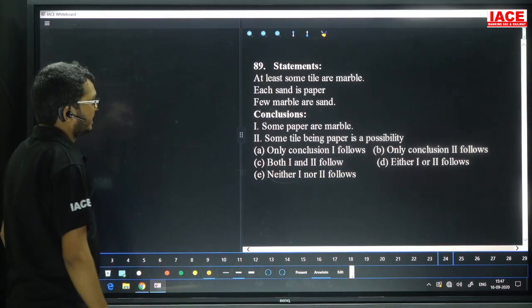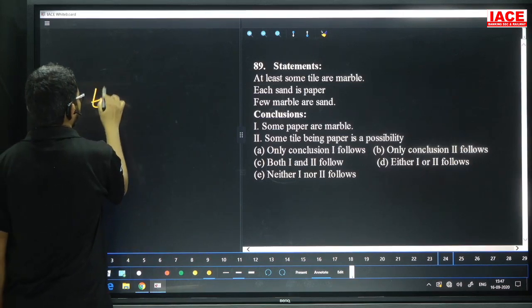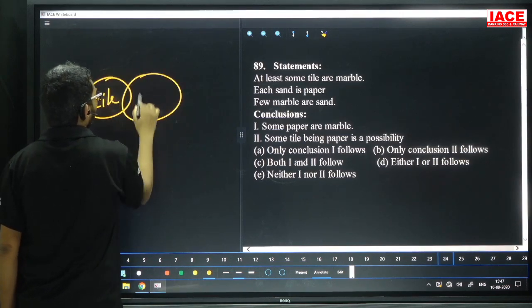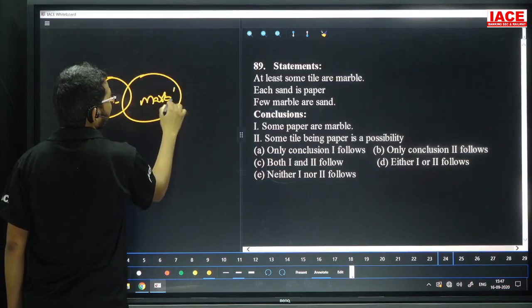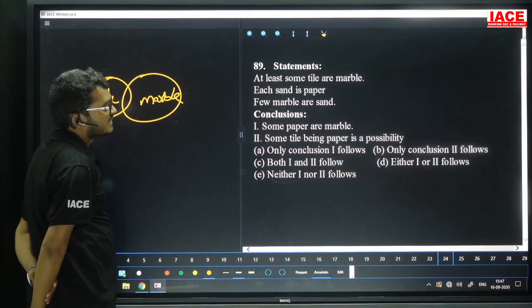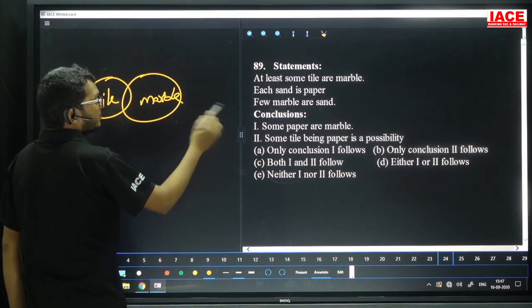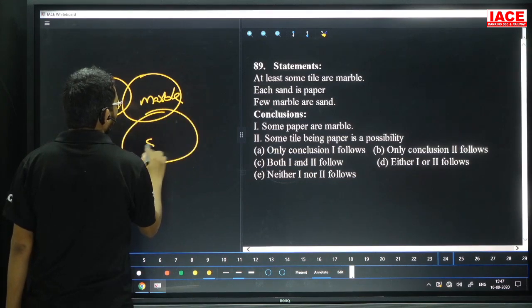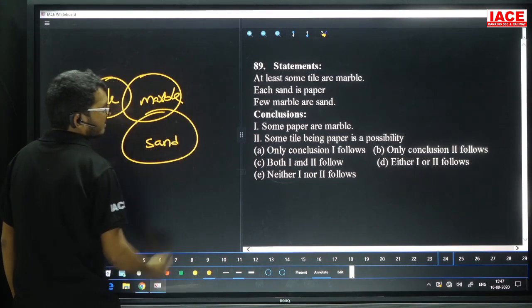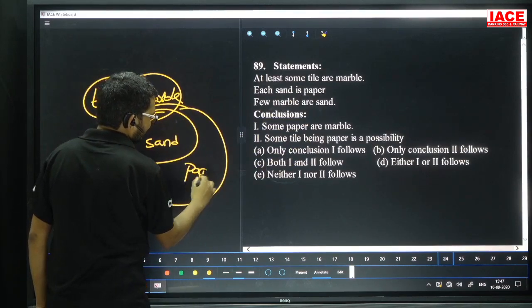Question number 89. At least some tile are marble. At least means some. Some tiles are marble. Next one, each sand is a paper. Each means all. All sand is a paper. Few marble. Few means what? Some. Some marble is a sand. Some part of marble is a sand. Next, each sand is a paper. That means all sand is a paper.